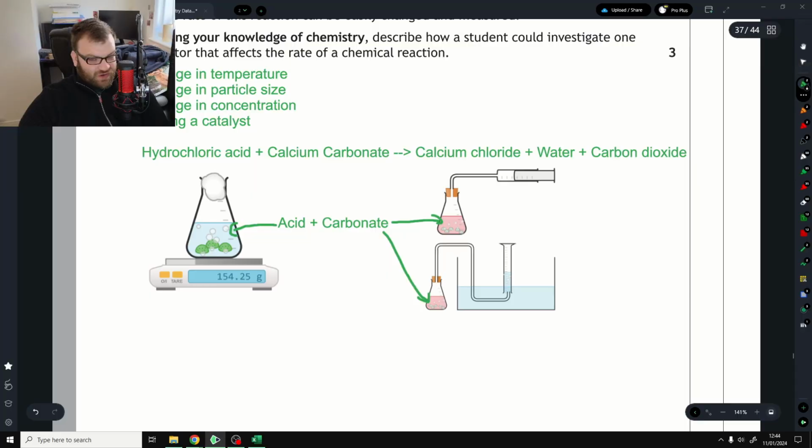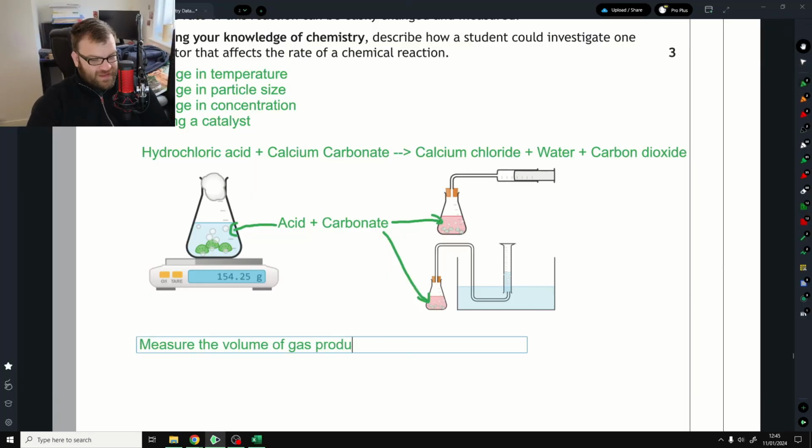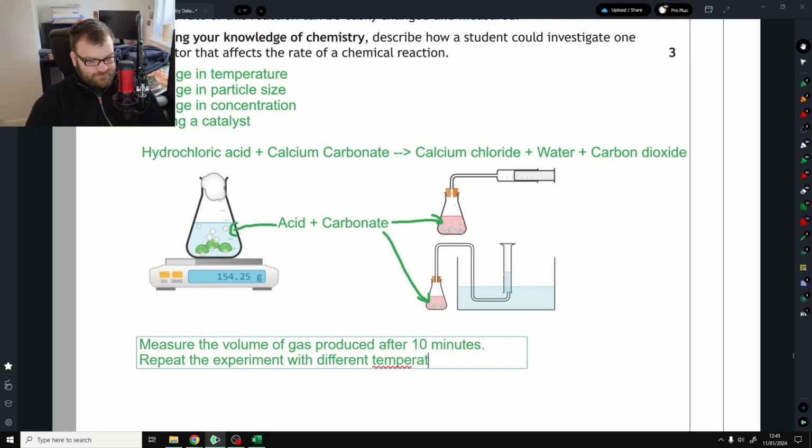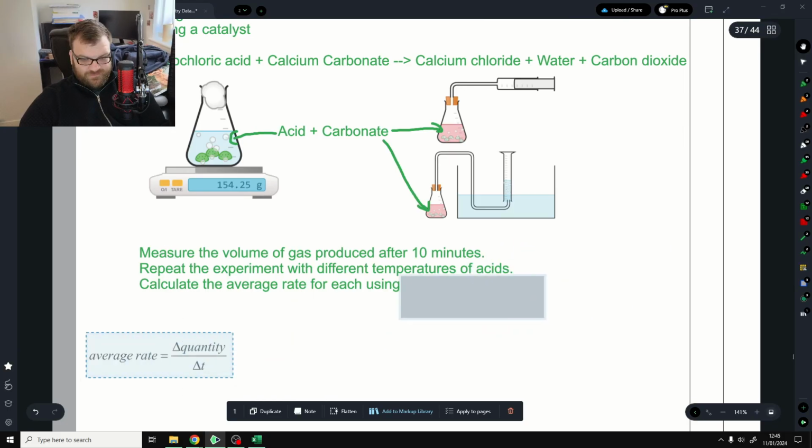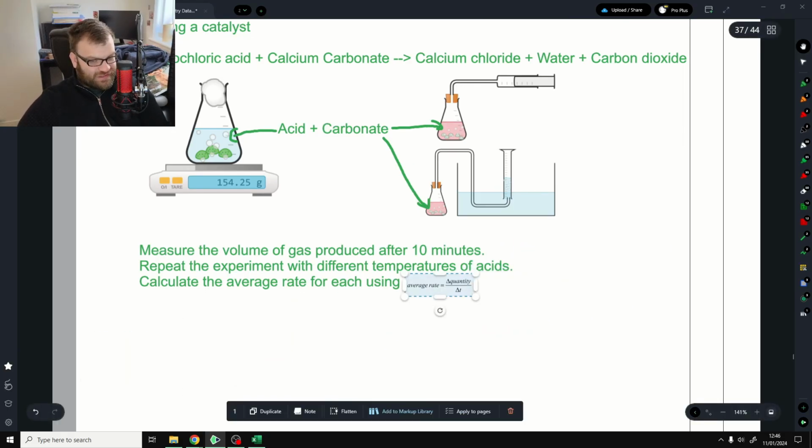If we are going to say do temperature, you could measure the volume of gas produced after 10 minutes. Repeat the experiment with different temperatures of acid. Calculate the average rate for each using the average rate equals change in quantity over change in time. And you can see the different values of them depending on that.